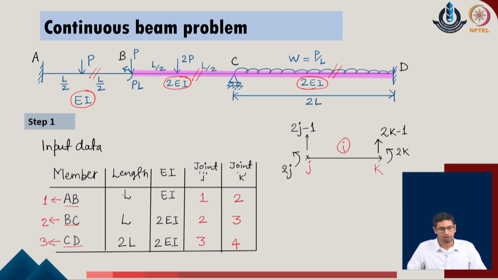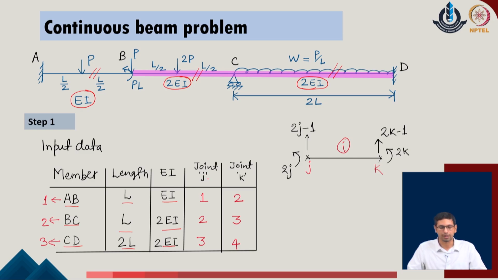Now, for each member we define the lengths, which are L, L and 2L in the given system. One can also go with the coordinates of the system, and the length will be calculated automatically. Second, we define the EI values, which are also provided as an input for the given system.